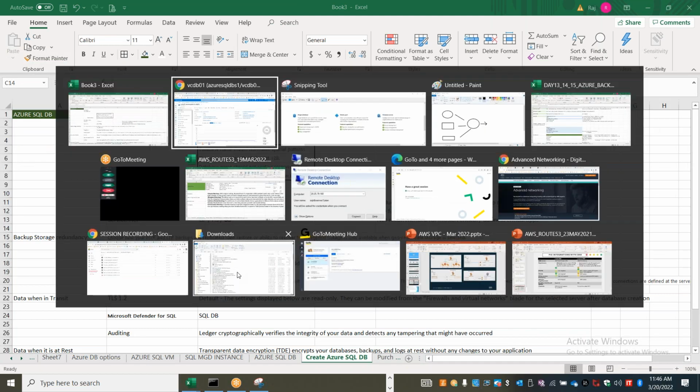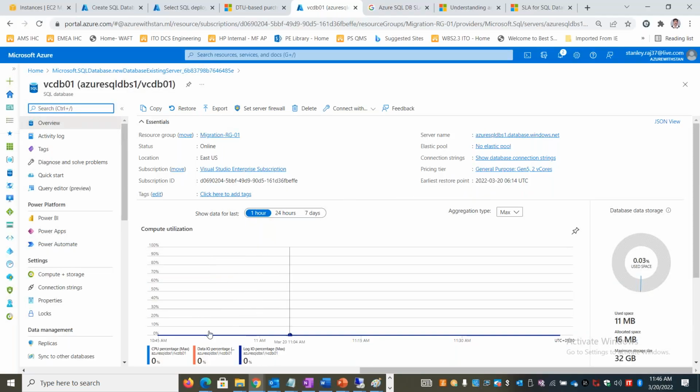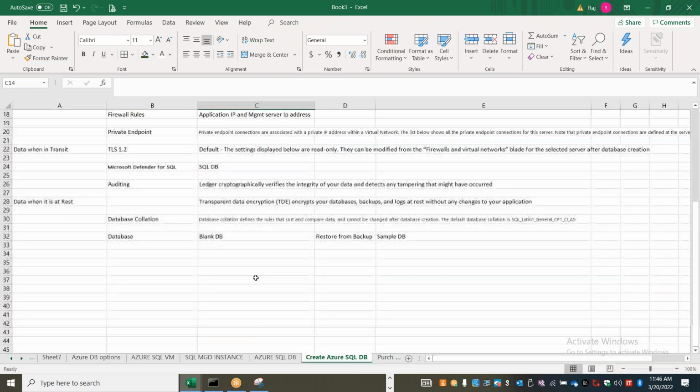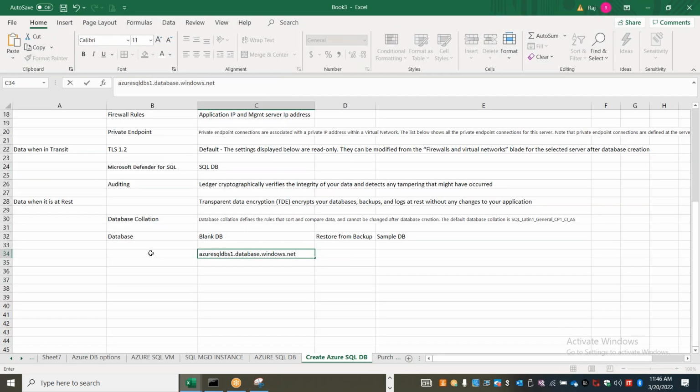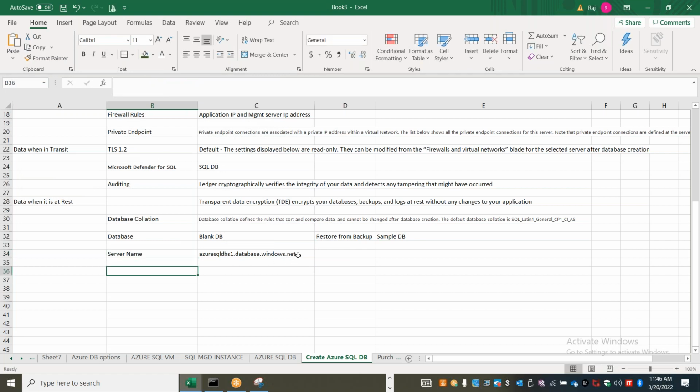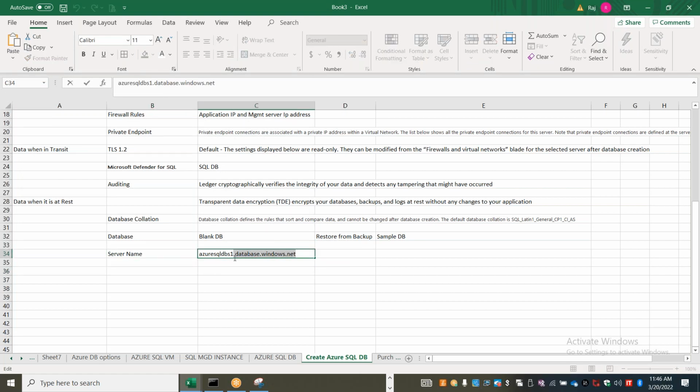Okay, let's go and check it here. Now once after the database is created, they will give you the server name. Okay, they will also give you the different connection strings that you can use to connect to your database. Okay, this is the server name that you can use for connecting to your database. So it will have unique name, so database.windows.net. If you want to configure your custom suffix, you can do that.